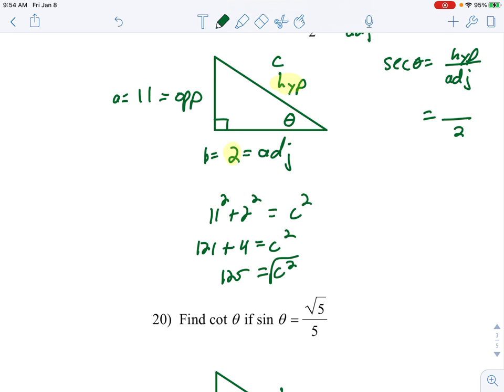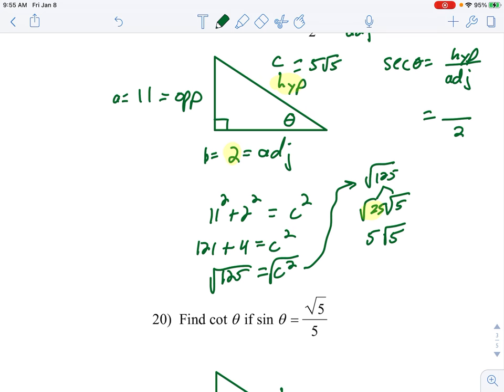Square root both sides. Now, is 125 a square number? No, it's not. So what am I looking at here? I need to come up where I have a little more room to work. The square root of 125. Now, 125 is 25 times 5. So when I square root 125, I'm square rooting both of those. And the square root of 25 is 5. So C works out to equal 5 radical 5.